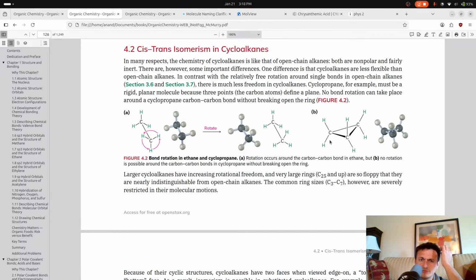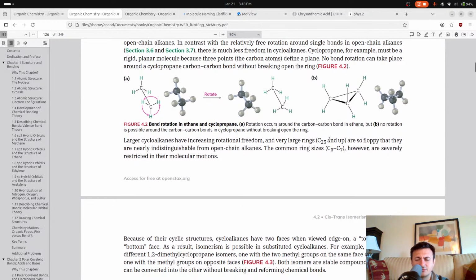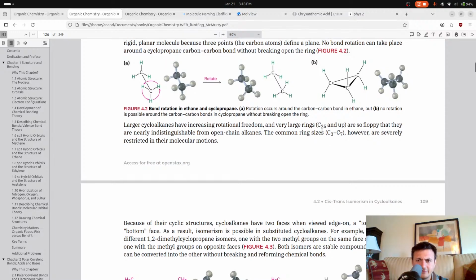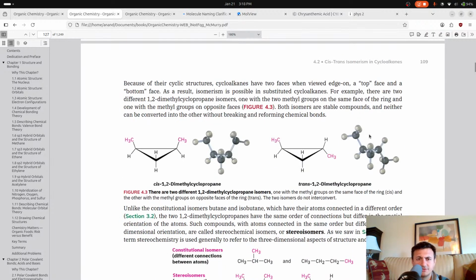Cyclopropane, for example, must be a rigid planar molecule because 3 points define a plane. No bond rotation can take place around a cyclopropane carbon without breaking open the ring. Larger cycloalkanes have increased rotational freedom, and very large rings, C25 and above, are so floppy that they're nearly indistinguishable from open chain alkanes. The common ring sizes, C3 to C7, however, are severely restricted in their molecular motions.